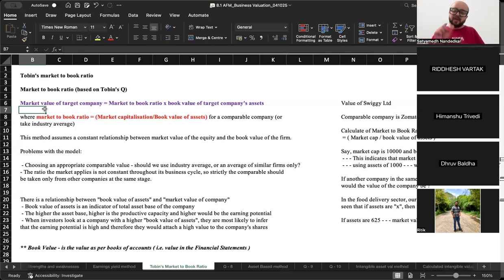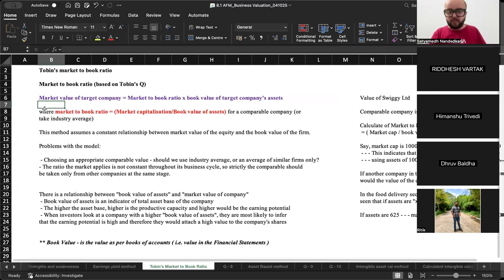तो ये असयूम करना कि यार बुक वैल्यू ऑफ असेट्स और मार्केट वैल्यू ऑफ द कंपनी में कोई बहुत स्ट्रांग रिलेशनशिप है, दैट माइट नॉट ऑलवेज बी ट्रू. So this method is not without its limitations. Okay, this is called Tobin's market to book ratio method. You will have to learn the formula.